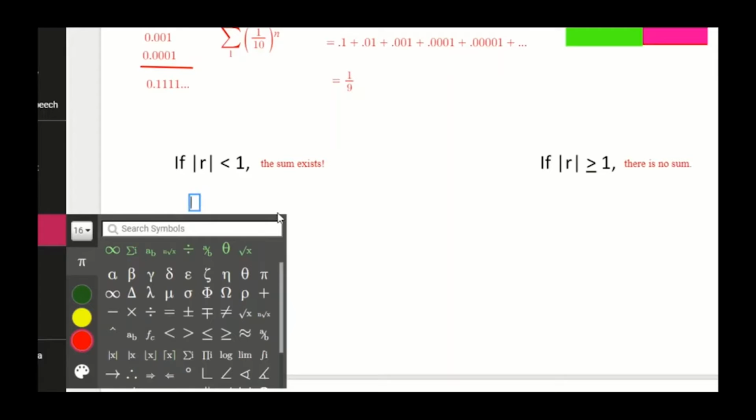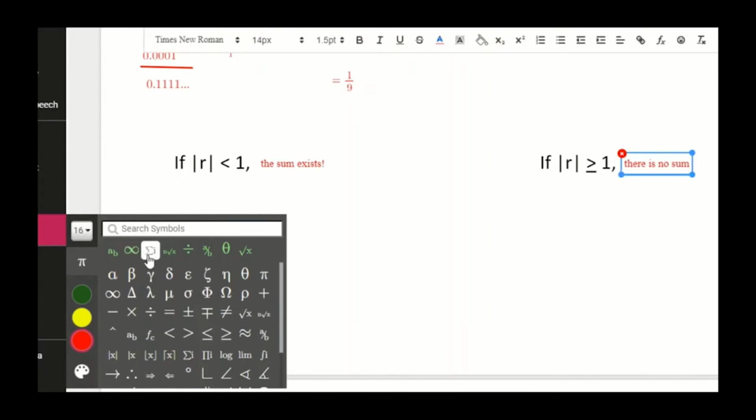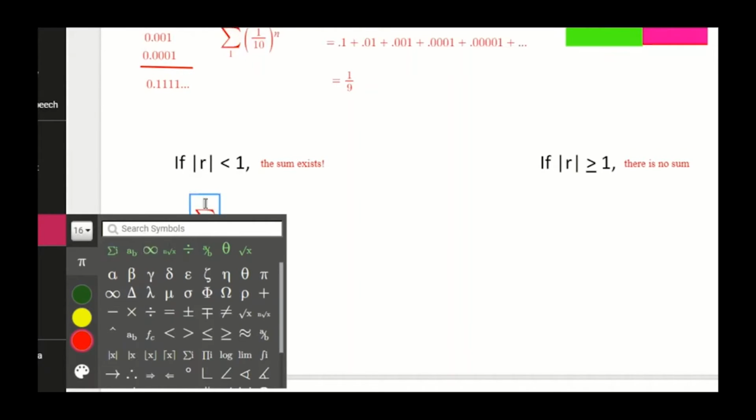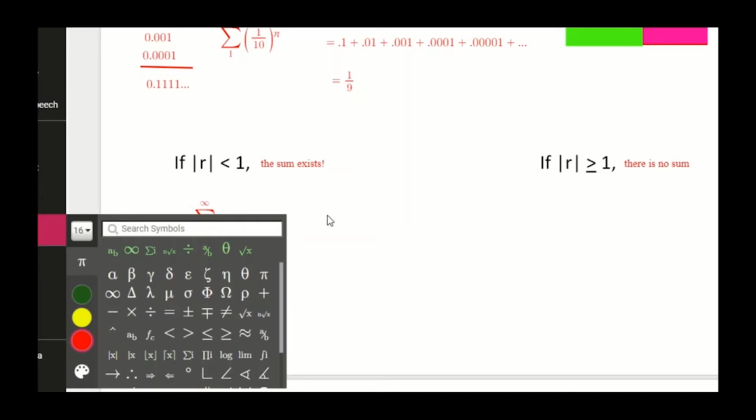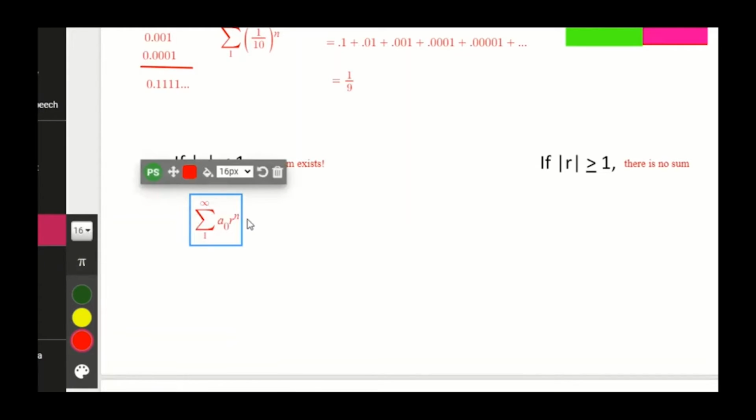So let's say we've got an infinite geometric series. We need infinity up at the top, and we're going to start at 1. Then our template for our geometric series is a sub 0 times r to the n. Okay, so here's my geometric series.